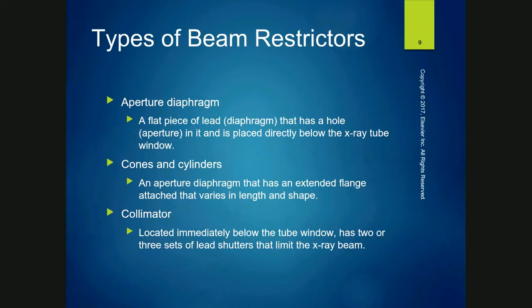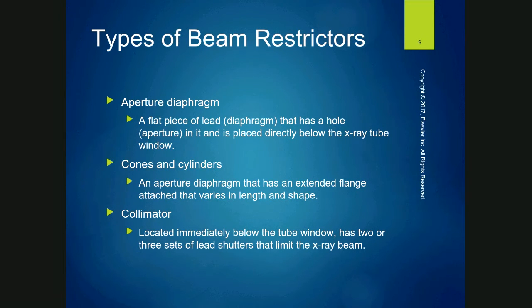Okay, types of beam restriction. What we got? 3 main types. The first one is the simplest of the beam restrictors. It's an aperture diaphragm. It is a fancy name for a piece of lead, like a flat piece of lead with a hole cut in the middle. That's it.